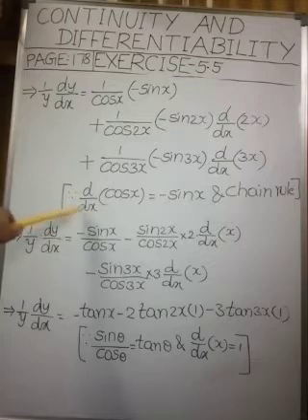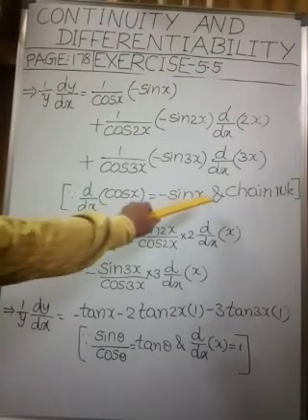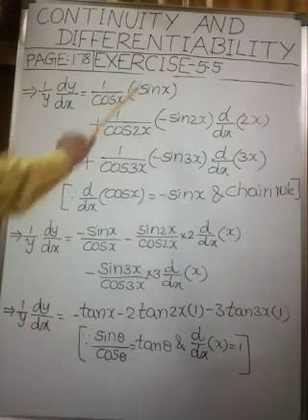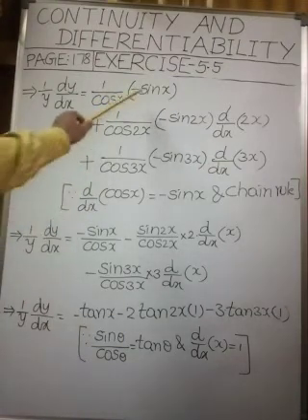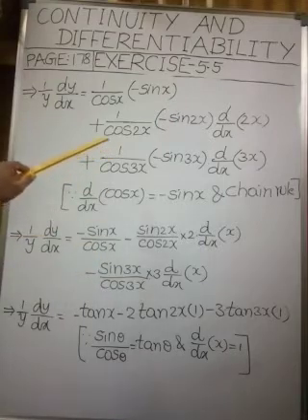Here I used the d by dx of cos x is equal to minus sin x formula and also the chain rule. Okay, my dear children? Right. This implies 1 by y into dy by dx. I wrote the LHS part as it is. By simplifying the first term, what will you get? Minus sin x by cos x. Understood the first term, my dear children?